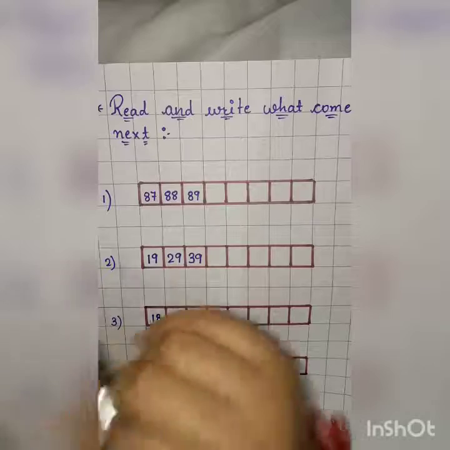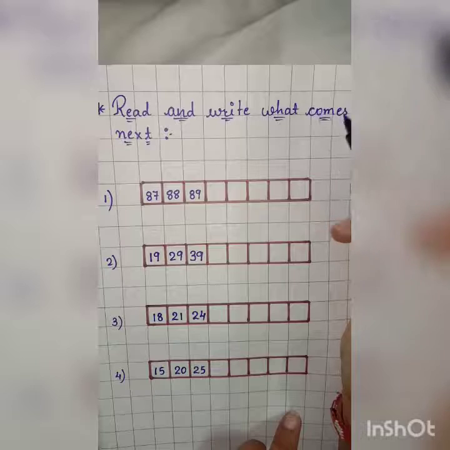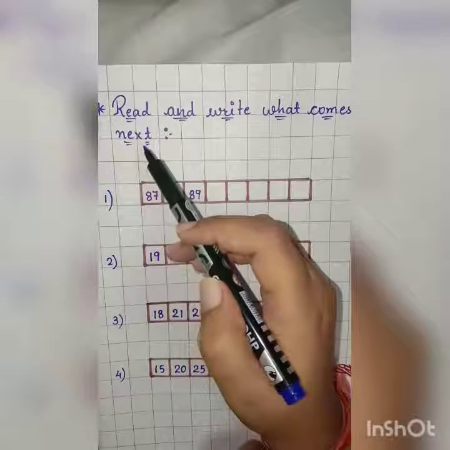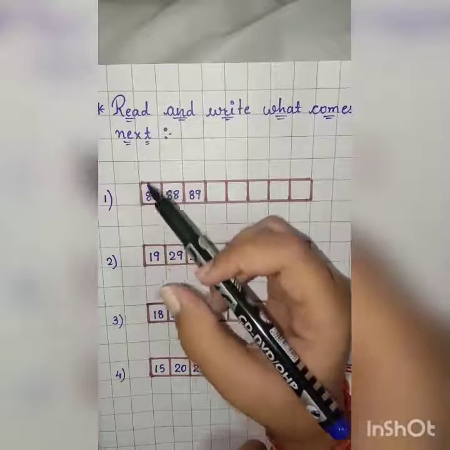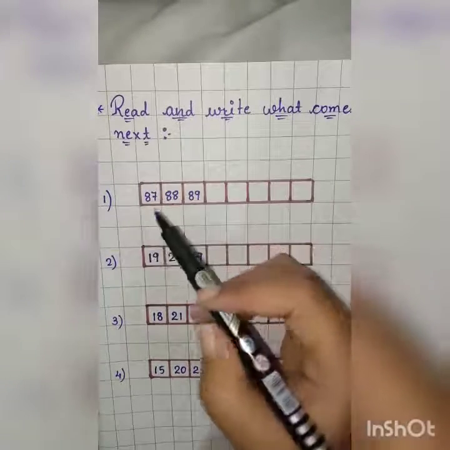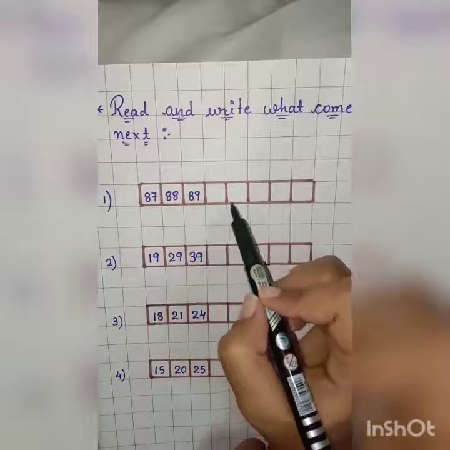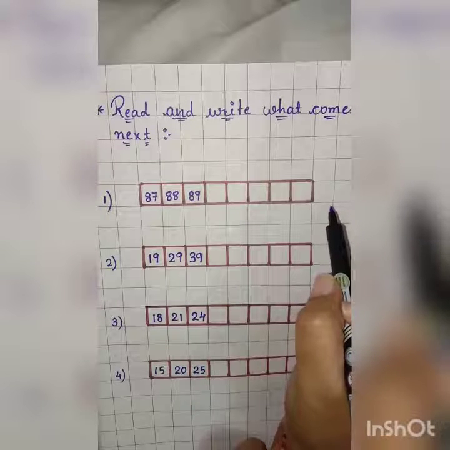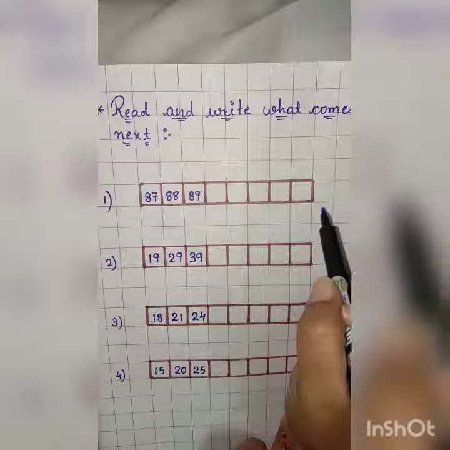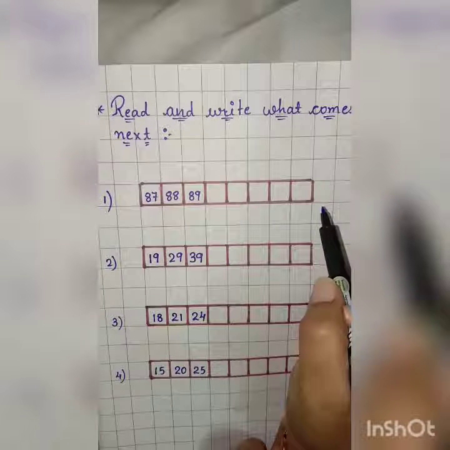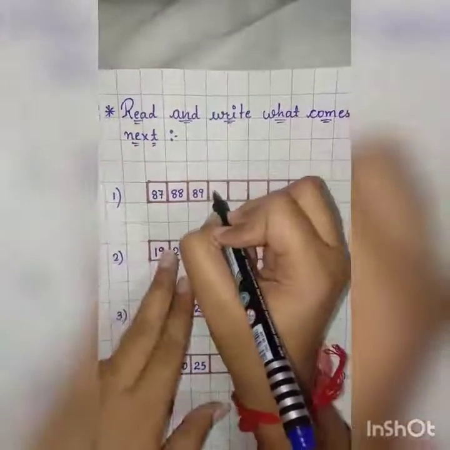Let's proceed further. Read and write what comes next. That means here we have to solve some patterns. So first example, 87, 88, 89 and so on. Here you find the simple forward counting. Let's start our forward counting from 89.